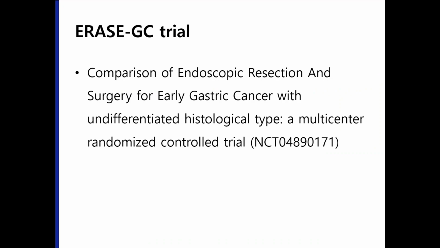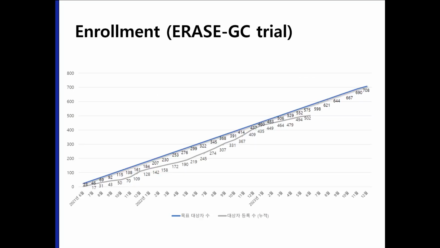Currently, a prospective clinical trial about ESD for undifferentiated type early gastric cancers, the ERASE GC trial, is ongoing in Korea. This is the current status of patient enrollment of the ERASE trial. The target is 708 patients, and more than 500 cases have been enrolled right now.